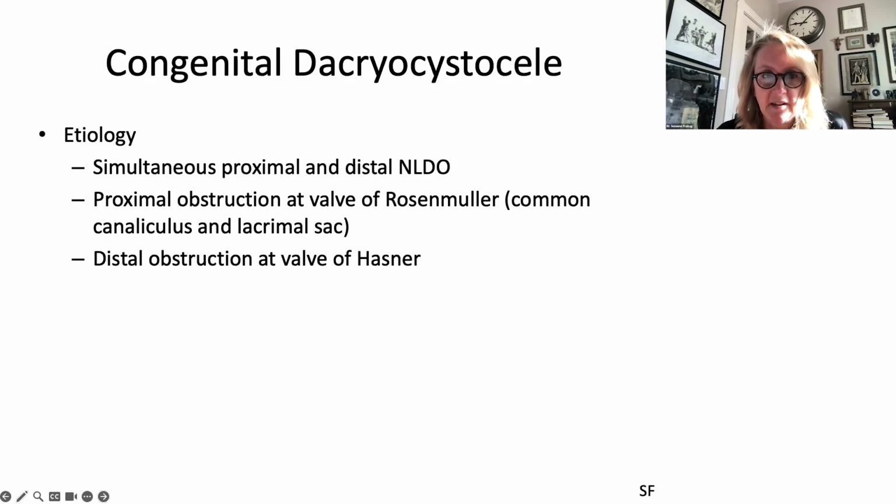As I mentioned earlier, you often have a proximal and distal blockage, which cause these, at the valve of Hasner and Rosenmuller.